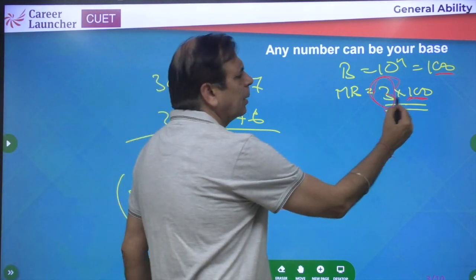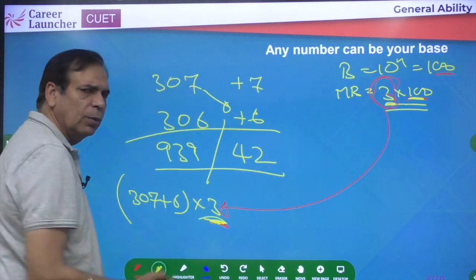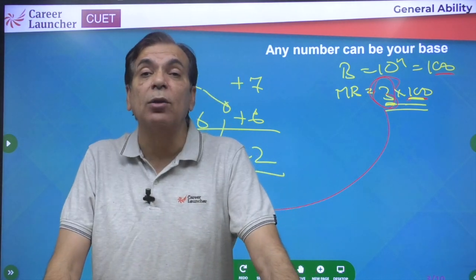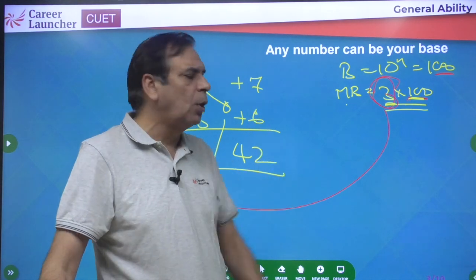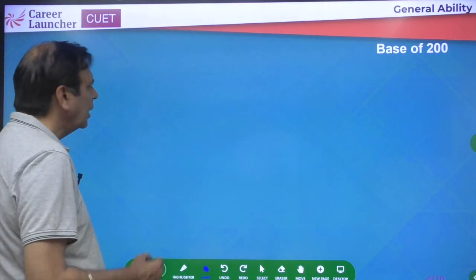So, I multiplied my base with 3, so I multiplied the left hand side also with 3. That's the rule you will follow. Whatever modification is done on the original base to create your modified base, the same modification is required on the left hand side also. So, let us do a couple of questions with a base of 200. I will take two cases, one more than 200, other case less than 200.